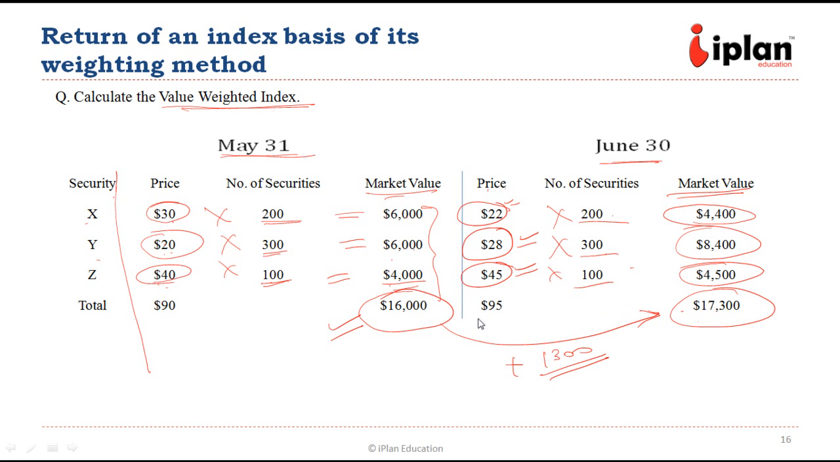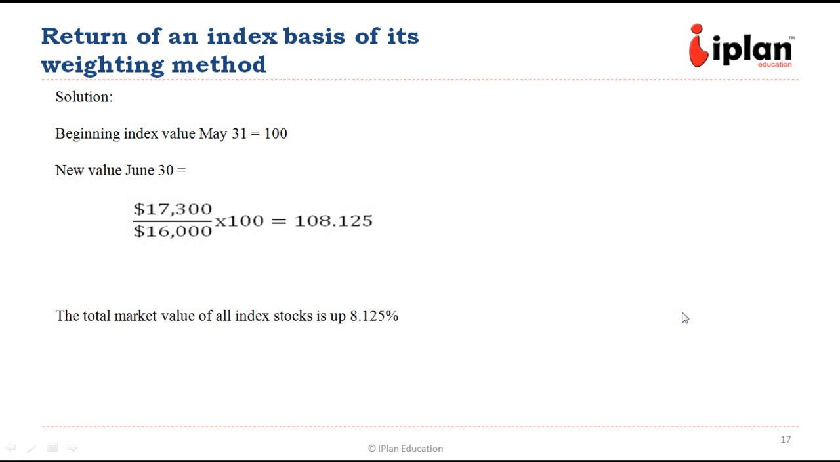But if we look at the price average, earlier the sum was 90, so 90 divided by 3 was $30. This was the price weighted average, and here it is 95 divided by 3, so it is going to be $31.66. So there has been a different percentage change in the case of price and in the case of market value. Assuming that at the beginning of the period it was 100, we can calculate 17,300 divided by 16,000 into 100. So it is 108.125, or a change of 8.125% in the total market value.